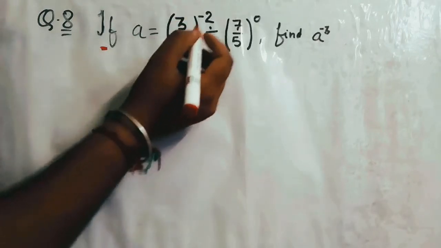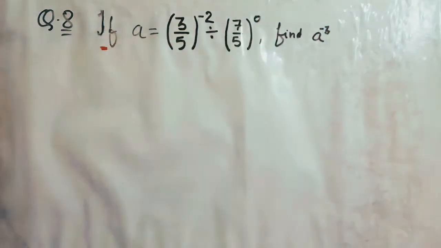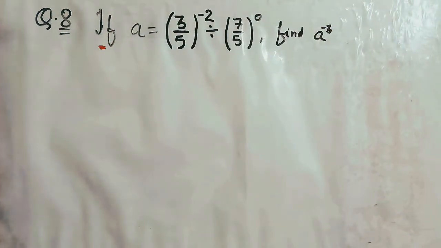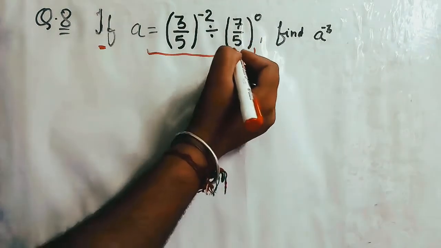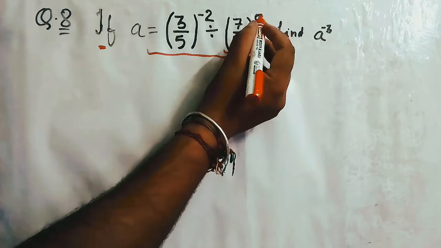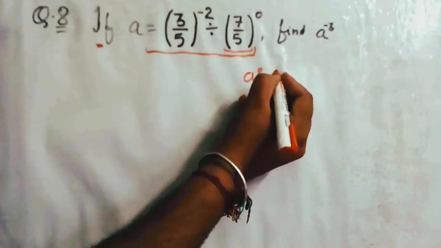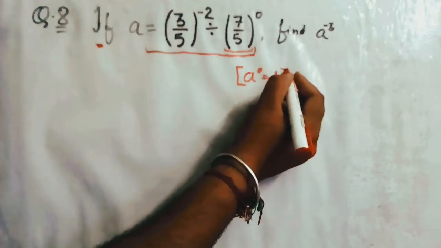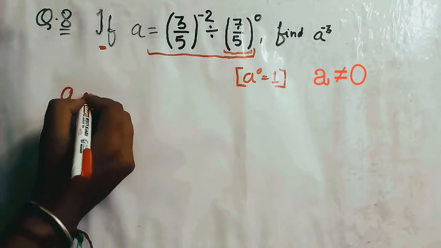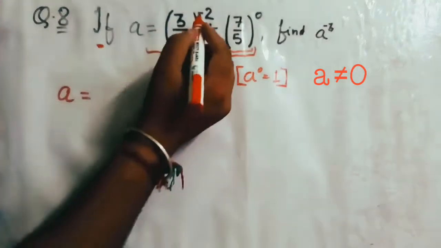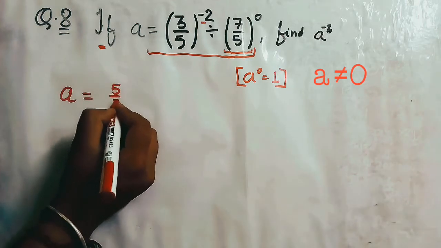If A equals (3 upon 5) whole raised to power minus 2 divided by (7 upon 5) whole raised to power 0, find the value of A raised to power minus 3. So again first of all we have to simplify A. Here 7 upon 5 raised to power 0 is there in the divisor. Let me remind you that any number raised to power 0 is 1. So the value of A will be, see, in the dividend the power is negative. To make it positive, let us take the reciprocal.